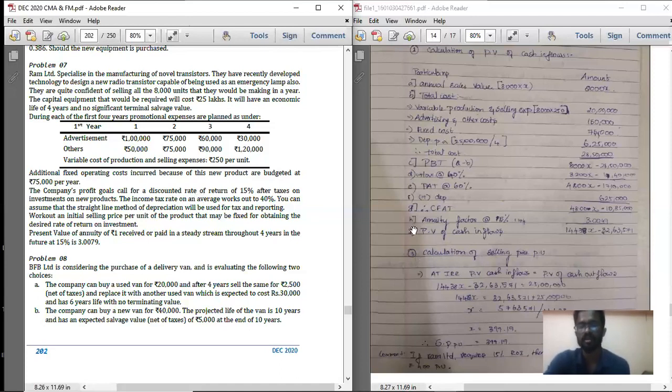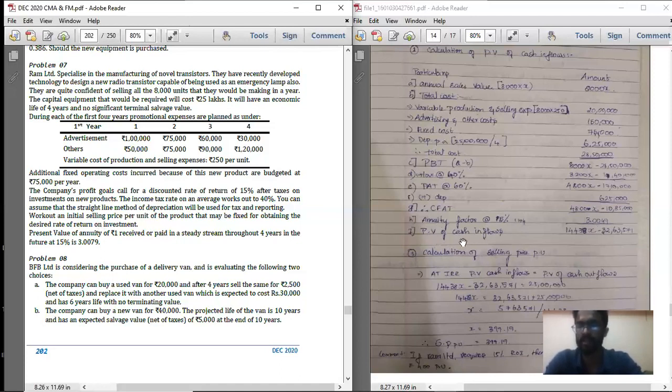So below that, record small h: you should multiply CFAT with the annuity factor at the rate of 15% for 1 to 4 years. So annuity factor, small h, annuity factor at 15% for 4 years. What have they given for 4 years at 15%, what is the annuity factor? It is 3.0079. So in the amount column, record 3.0079.